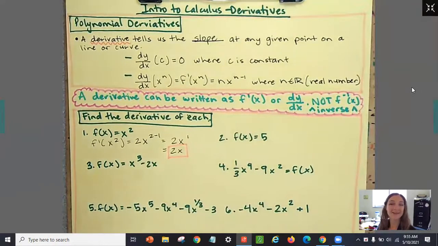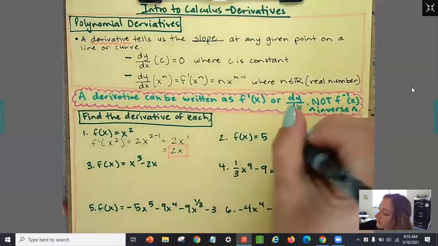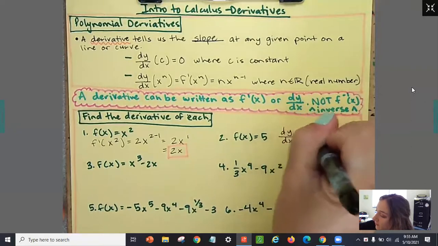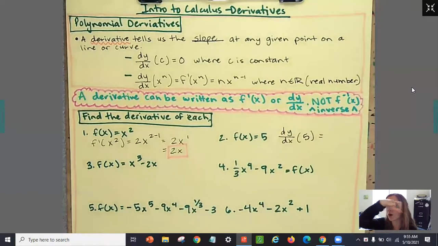Okay, it's kind of funny. I was talking about the derivative of 5 because we actually are doing the derivative of 5. So let's do dy over dx of 5. If I want the slope of a constant, it's always a straight line, so it's just going to have a slope of 0.